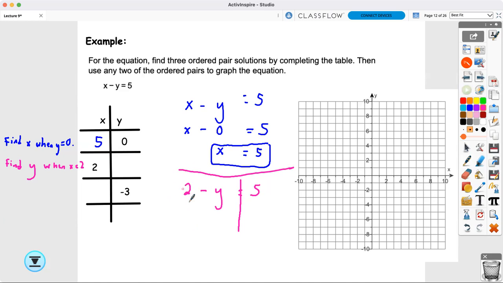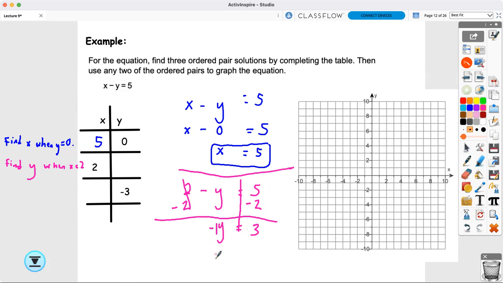How do I move a positive 2 to the other side? By subtracting it. What we did to one side, we did to the other. The 2's cancel out. Bring down the negative Y. 5 take away 2 is 3. We're not done yet. Y is not by itself.